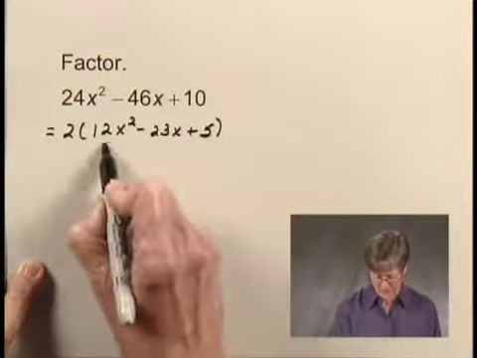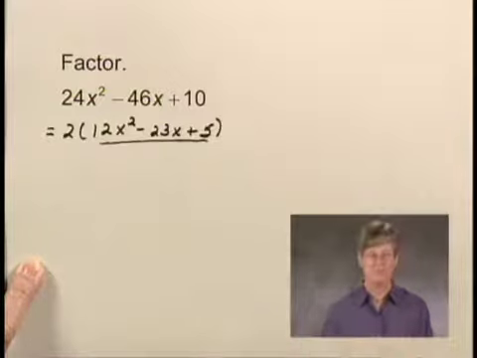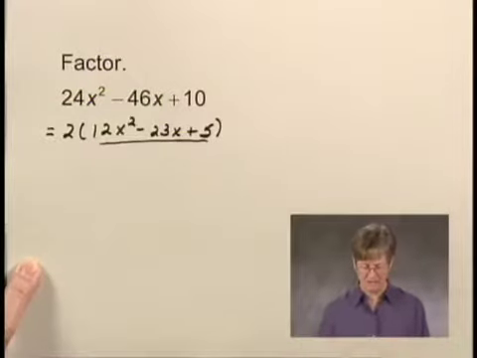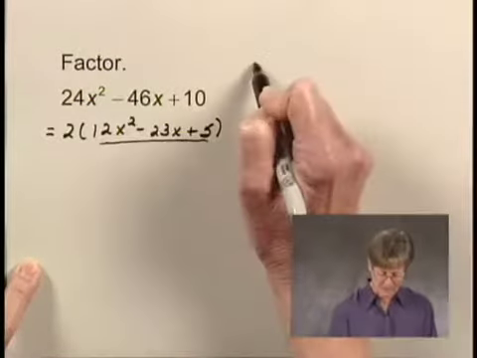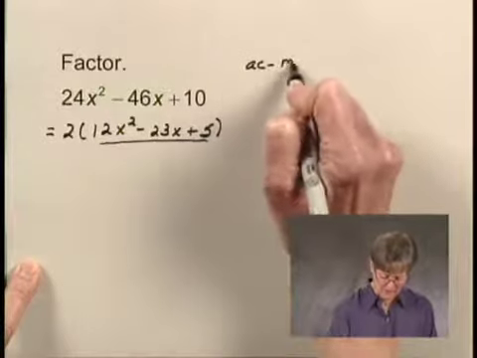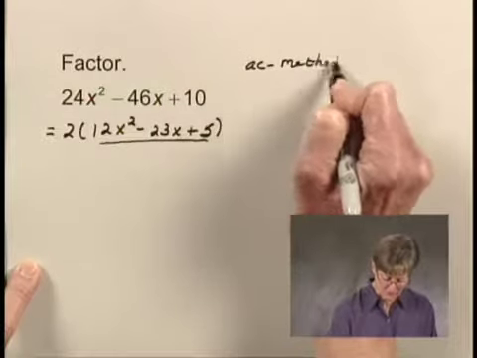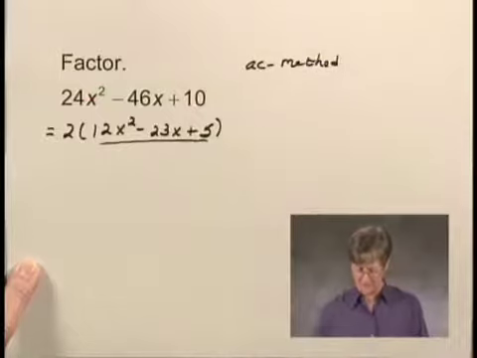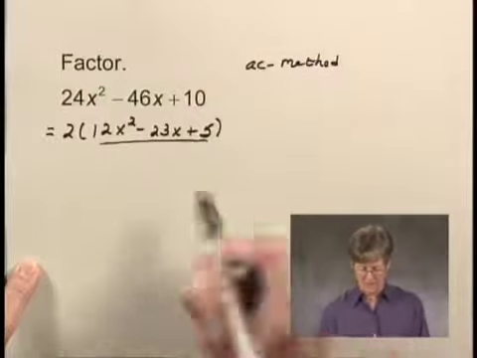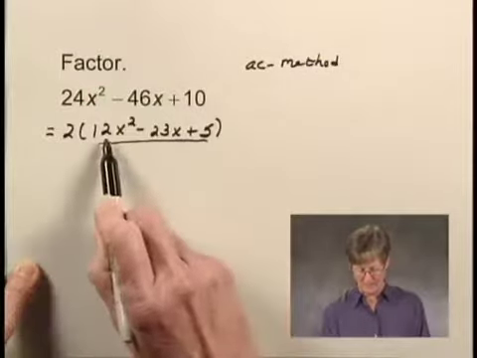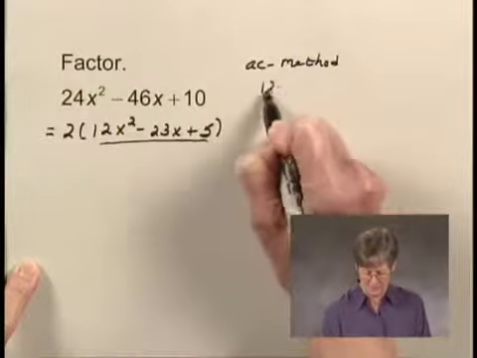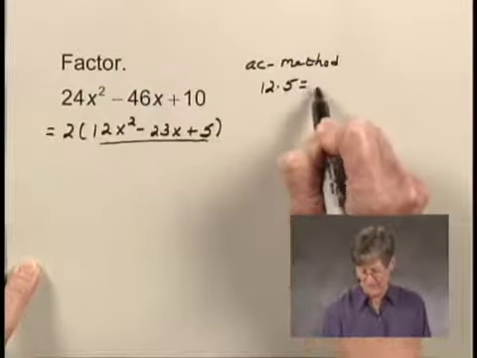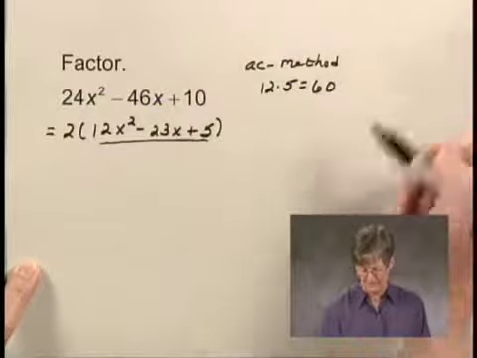Now we're just going to look at this trinomial, 12x squared minus 23x plus 5, and we'll factor it. And let's use the AC method to do this. We could use the FOIL method also, but let's pick AC this time. The first thing that we'll do in the AC method is to multiply the leading coefficient and the constant. So we'll multiply 12 and 5, and we get 60.